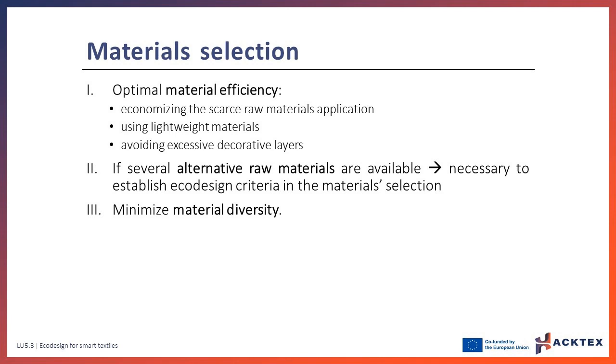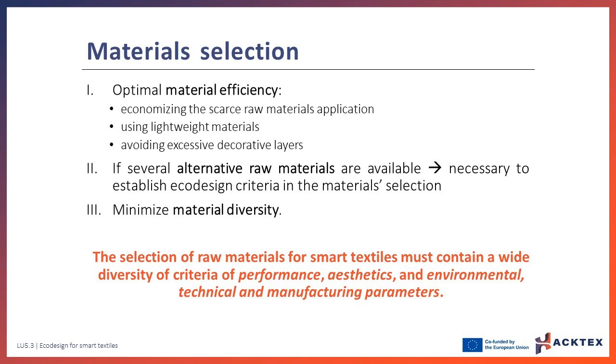As a general rule, reducing to a minimum the material diversity is necessary to also reduce the environmental impact of the product. The selection of raw materials for smart textiles must contain a wide diversity of criteria covering performance, aesthetics, environmental, and other technical and manufacturing parameters.